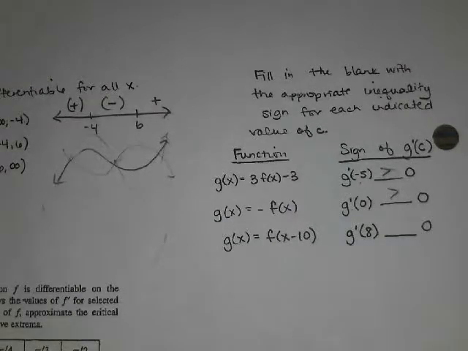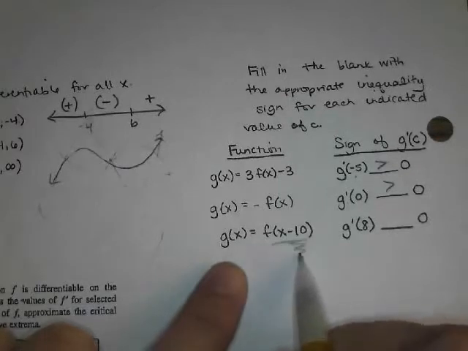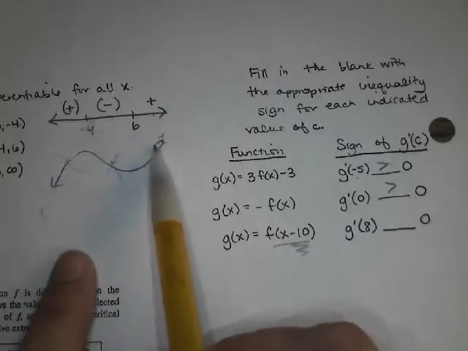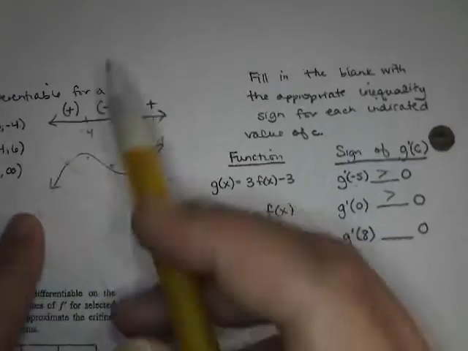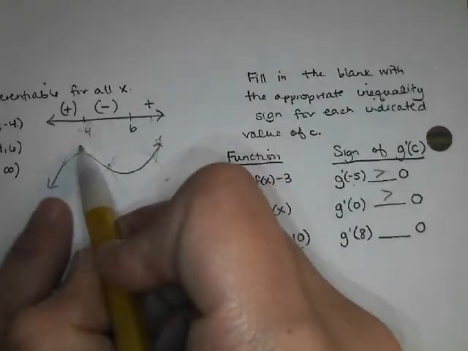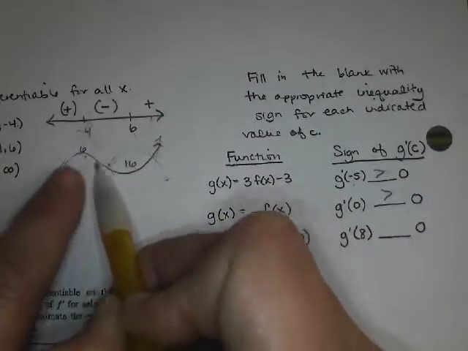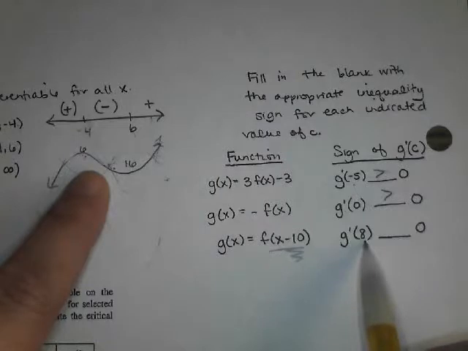And lastly, if I shift everything right 10, what is now going to be happening at 8? If this whole graph gets shifted right 10, where's the new maximum going to be? 6. So where's this new point going to be? 16, right? So what's going to be happening at 10? At 8 it says, negative. So the derivative is less than 0.